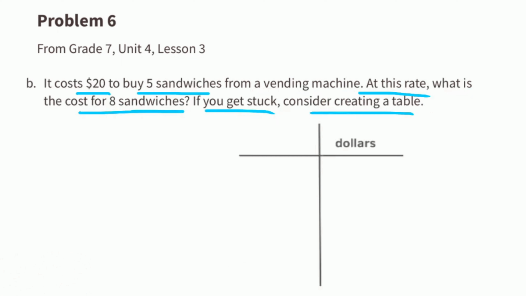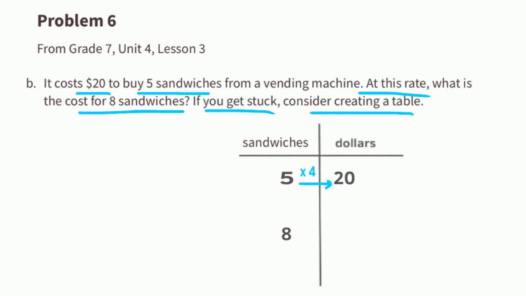B. It costs $20 to buy 5 sandwiches from a vending machine. At this rate, what is the cost for 8 sandwiches? If you get stuck, consider creating a table. The information tells us that you can buy 5 sandwiches for $20. They'd like to know what is the cost for buying 8 sandwiches.